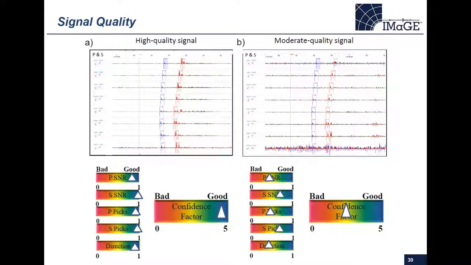But if your data set doesn't have a confidence factor, something you can look at is location error. So if there are any events with anomalously high location error, it's an indication that maybe the picking or the azimuth direction or the signal-to-noise ratio is very poor for that event. So you want to either filter them out or go and look at them again to see if you can improve those aspects of the event before processing it.